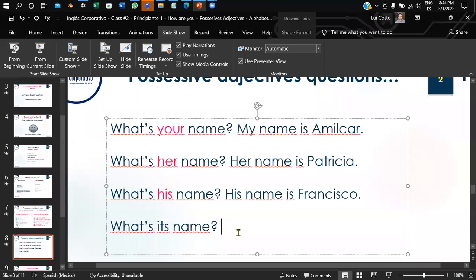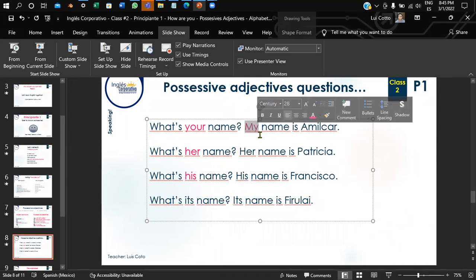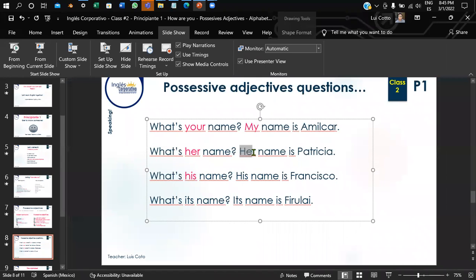What's its name? So, the answer? La respuesta is? Firulai. But complete. Its name. This is its name. Its name. Firulai. Okay. No, don't worry. It's correct. Okay. All of them are correct. Very good, guys. Todos están bien.